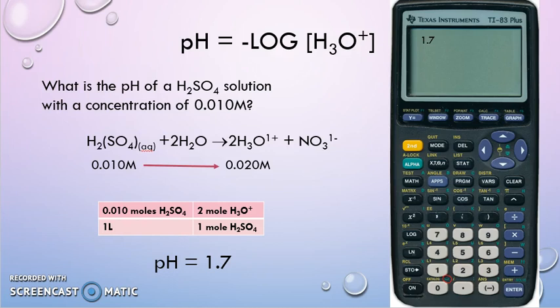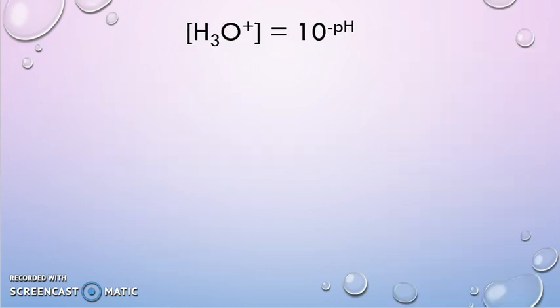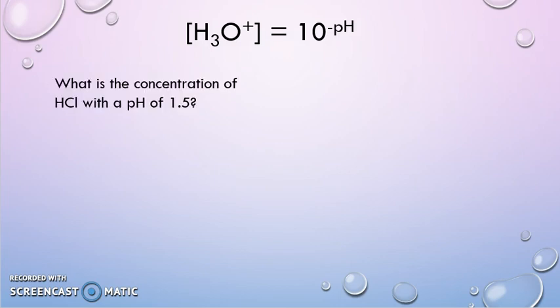Well, anything that can be done can also be undone. So we have a reverse equation that will use pH to go back to concentration. And here it is. If you want to know the concentration back, you can take 10 raised to the negative pH, and that'll give you the information that you're seeking. Back to a sample calculation. What is the concentration of HCl with a pH of 1.5?